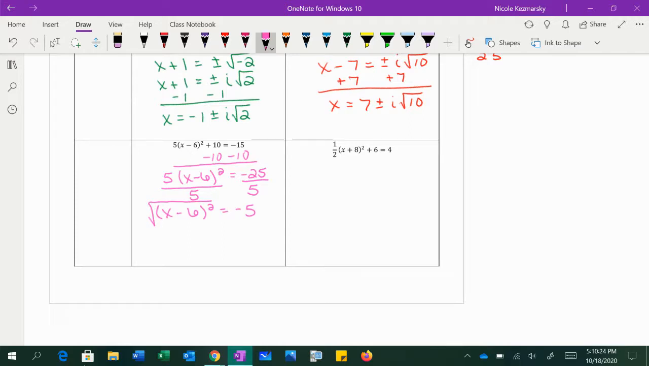Take the square root to get rid of the parentheses and the squared. So x minus 6 equals plus or minus, let's deal with the negative sign. So we're going to have i square root of 5. And then we're going to add 6 and get x equals 6 plus or minus i square root of 5.